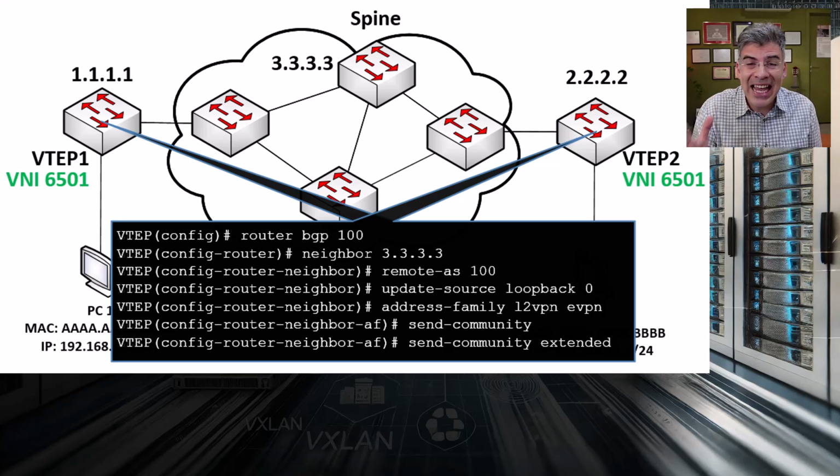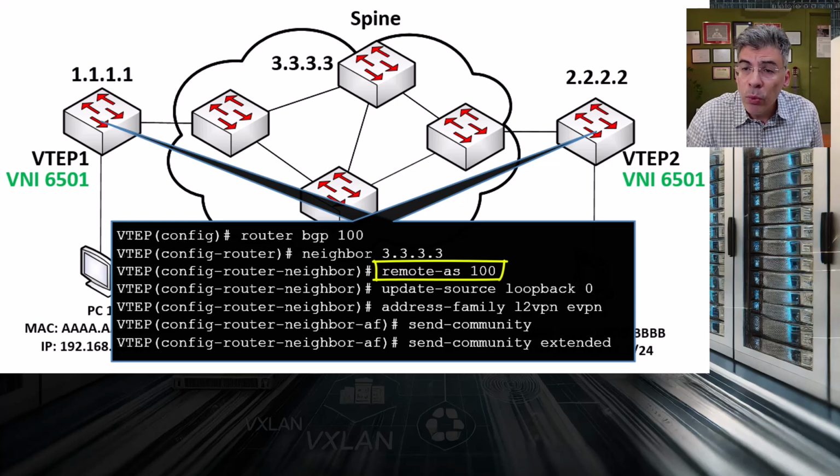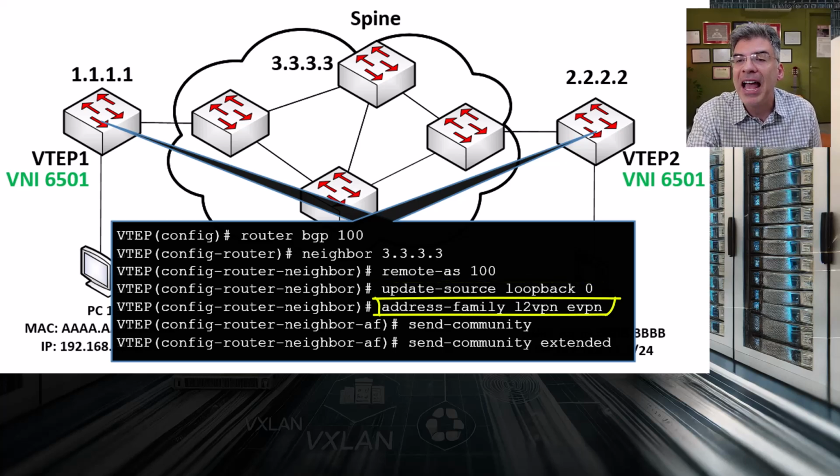The configuration is the same on both VTEPs 1 and 2, and it's similar to what we saw in the spine switch. We enter the BGP configuration mode and specify AS 100. We configure the 3.3.3.3 spine switch as the neighbor, and we specify the same ASN of 100. We configure the loopback 0 interface as the source of our BGP updates, and then we configure the address family of L2 VPN EVPN to ensure that MAC addresses will be advertised using BGP.